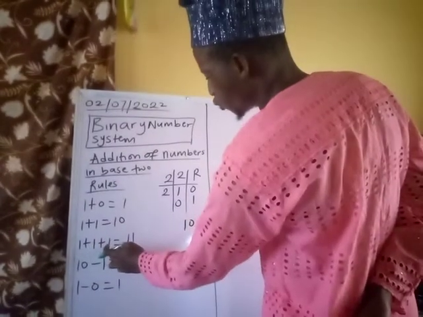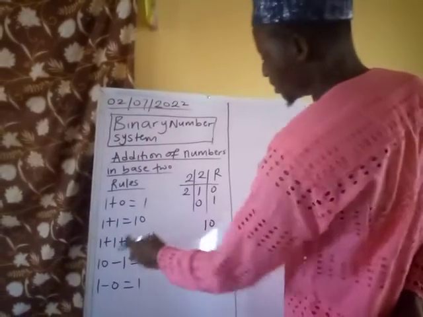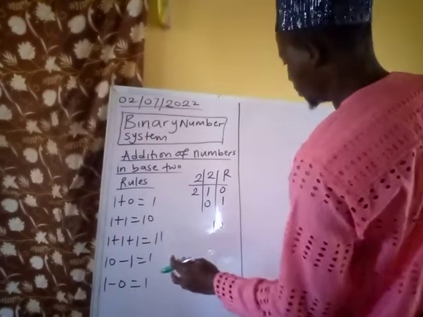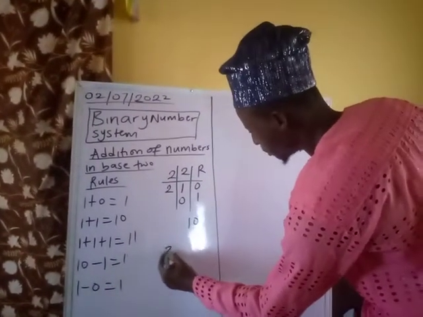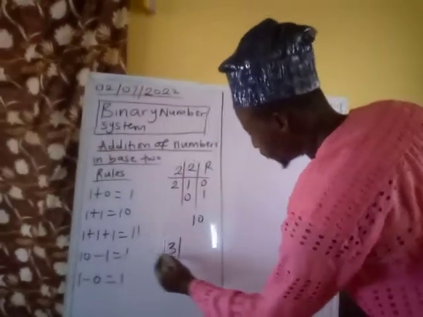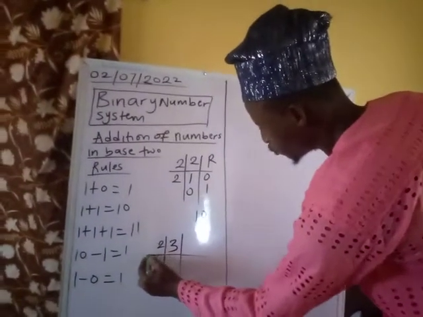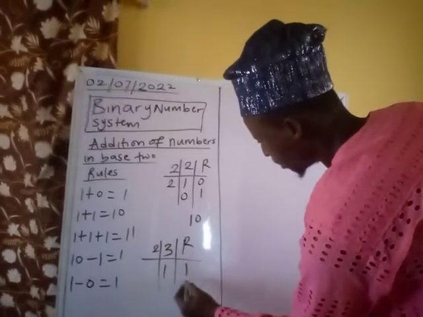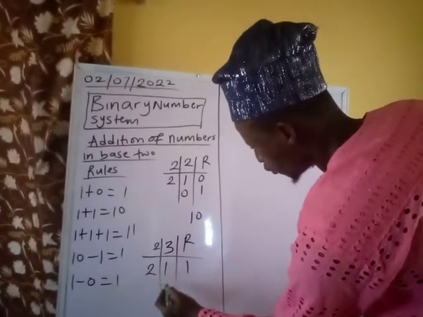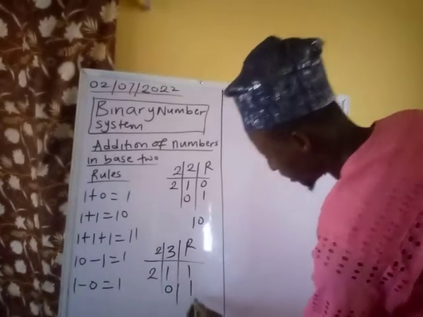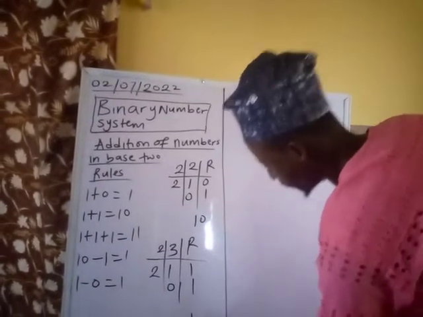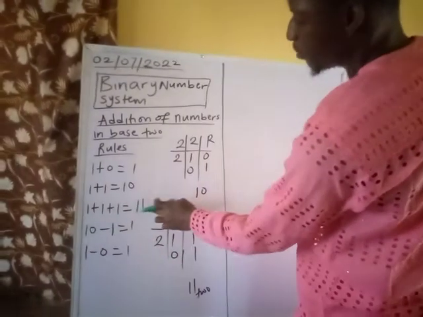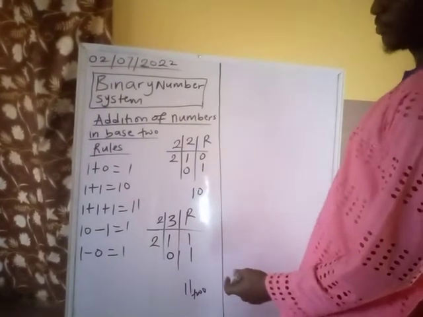1 plus 1 plus 1 is equal to 11. Why? This is how it is being gotten. 1 plus 1 plus 1 normally is 3, isn't it? So this value again, we divide it, we convert it to base 2 again. So this is our remainder. 2 in 3 is 1, remainder 1. 2 again, 2 in 1, 0, remainder 1. So we write the answer from the bottom, that is 11, and this one is given in base 2. So that is why 1 plus 1 plus 1 is equal to 11 in base 2.